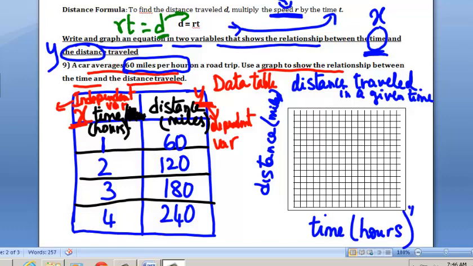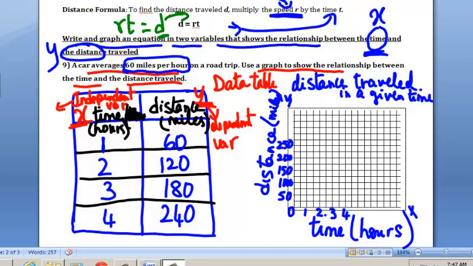So that's the x, that's the y. Start at 0. You can go up whatever way you want. I'm going to go 1, 2, 3, and 4. And on this side, I'm going to go up by maybe 50, 100, 150. Again, remember to jump equally. 200 and 250 is good enough for me.